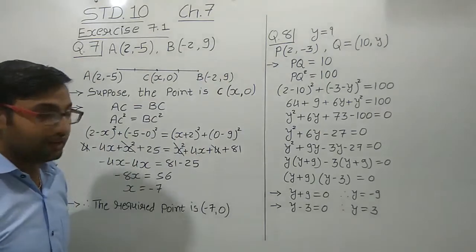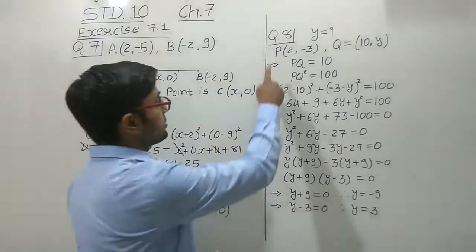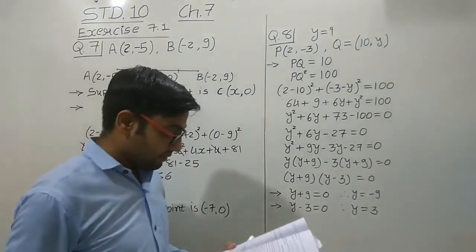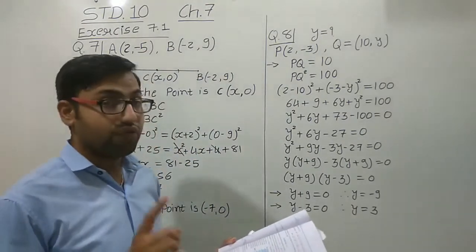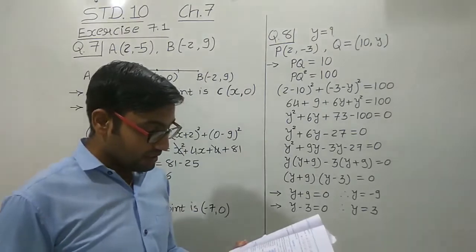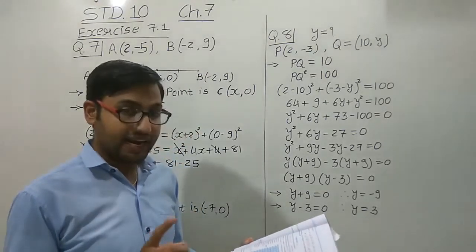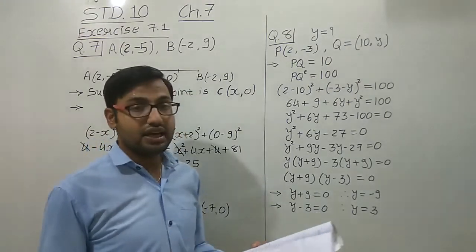Understand? Okay. Now let us understand question number 8. What is the question? Find the values of y for which the distance between the points P(-2, -3) and Q(10, y) is 10 units.